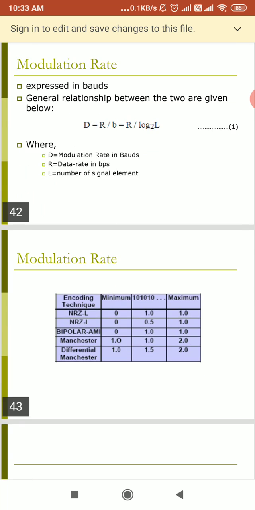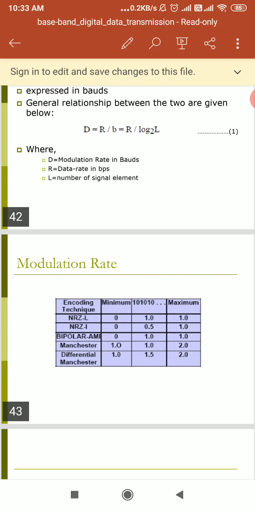If we are calculating the modulation rate, you can calculate the minimum and maximum. You can see here we have the maximum for differential Manchester, and for Manchester we have the maximum modulation rate, which is 2. Here we have finished the different types of line coding techniques we use over baseband digital transmission. The difference between these we will see in the next class. Thank you.